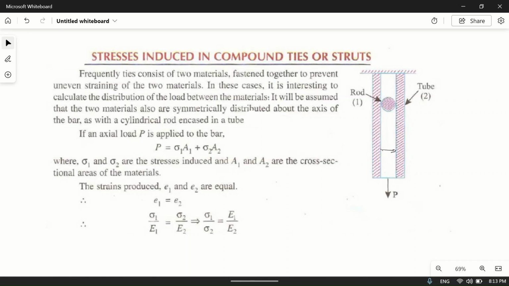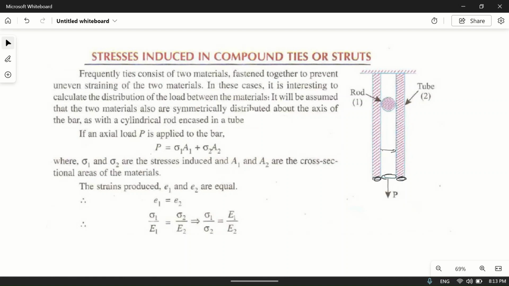Frequently, ties consist of two materials. You can see that if you are making a beam or column of concrete, then we put metal bars inside to make it stronger. So how do we calculate the load carrying capacity in those cases? You can see from here that if load P is applied here, then some load will be carried by this section, and some load will be carried by this section.